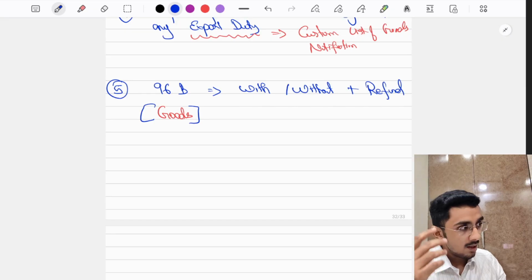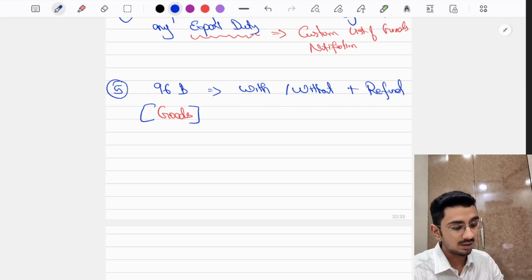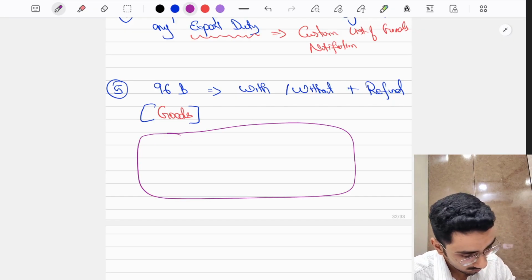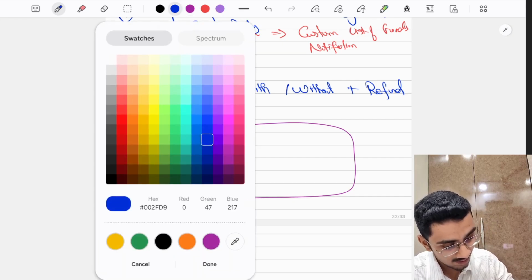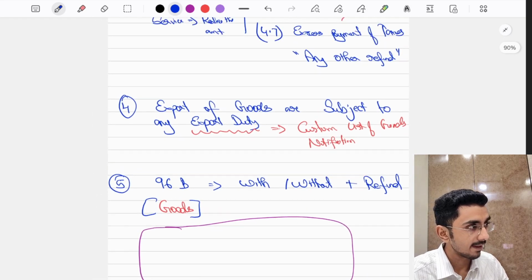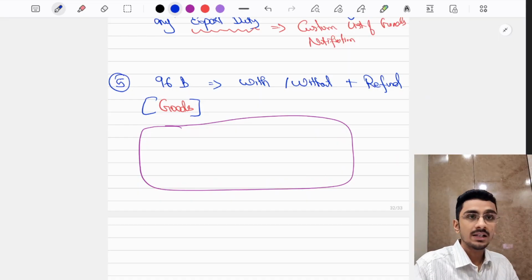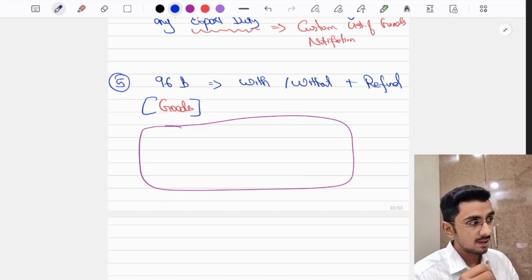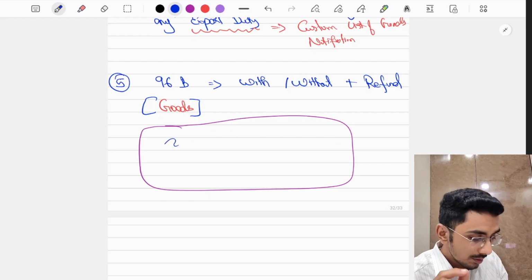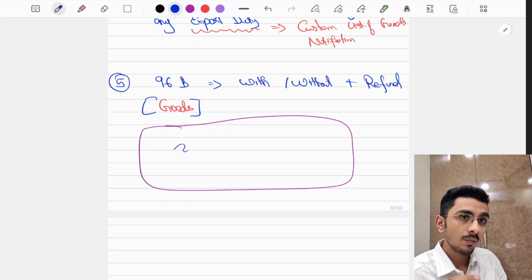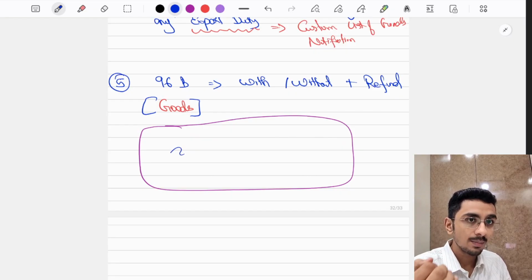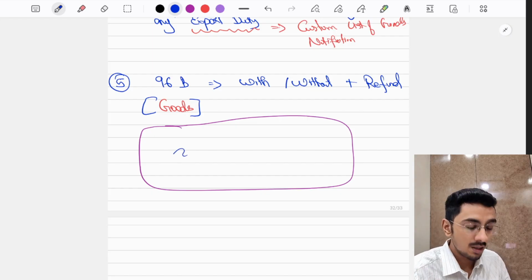Now, let us understand what a condition is. It might be confusing, but let me put it in a box because there are too many conditions. Now, what is the condition that has been provided here? The condition is that whatever goods you have exported, you will definitely receive some consideration. That consideration is also known as realization.